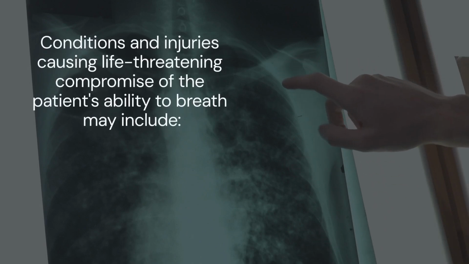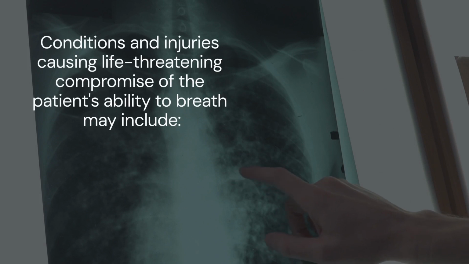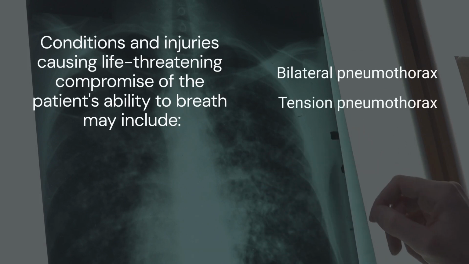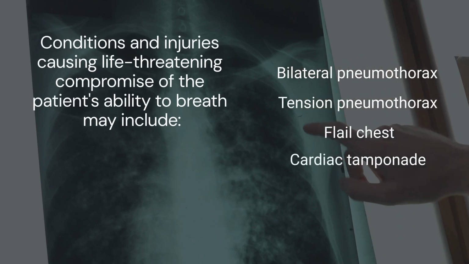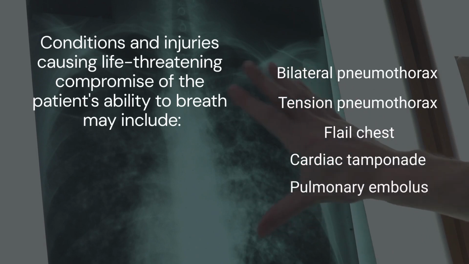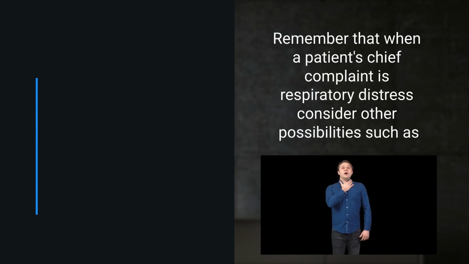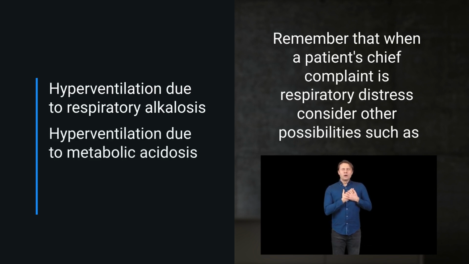Conditions and injuries causing life-threatening compromise of the patient's ability to breathe may include 1. Bilateral pneumothorax, 2. Tension pneumothorax, 3. Flail chest, 4. Cardiac tamponade, 5. Pulmonary embolus. Remember that when a patient's chief complaint is respiratory distress, consider other possibilities such as hyperventilation due to respiratory alkalosis, hyperventilation due to metabolic acidosis, CNS insult, and stroke.